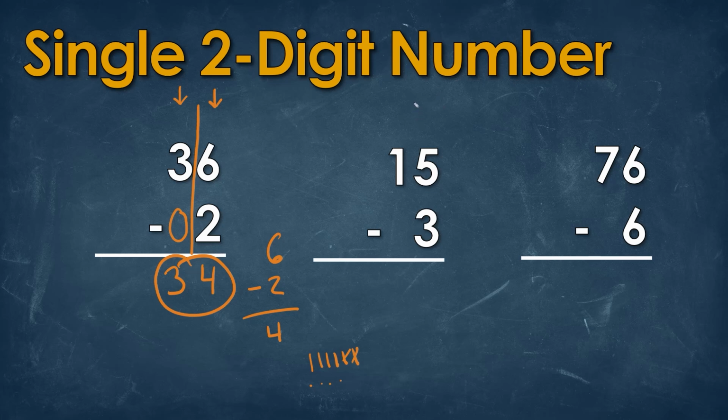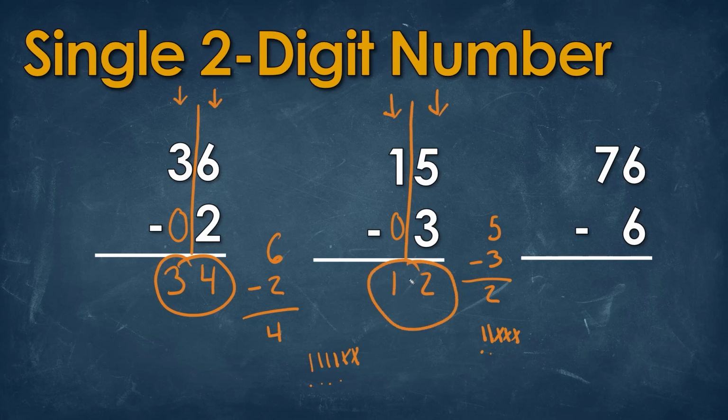Okay, let's try this one. We're going to put a line down the middle. We are going to only subtract the values in the right column, which is a 5 minus 3. Well, if we have 5 sticks and we subtract 1, 2, 3, we're left with 1, 2. So 5 minus 3 is 2. Now, if we only look at the left side, we've got a 1 minus a 0. Well, we can always just put a 1 down. 1 minus 0 is 1. So 15 minus 3 is 12.